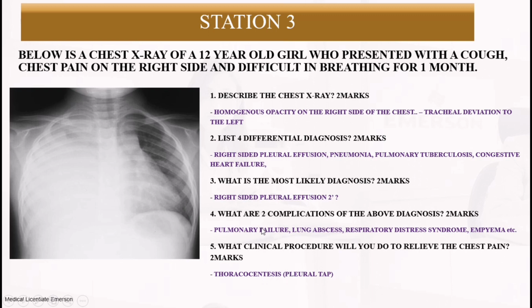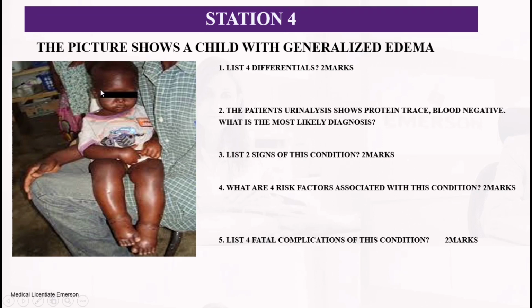Okay. And station 4, the picture shows a child with generalized edema. One, list four differentials. The patient's urinalysis shows protein stress, so this is the result for protein. Then the blood was negative. Then what is the most likely diagnosis? List two signs of this condition. What are the risk factors associated with this condition? List four fatal complications of this condition.